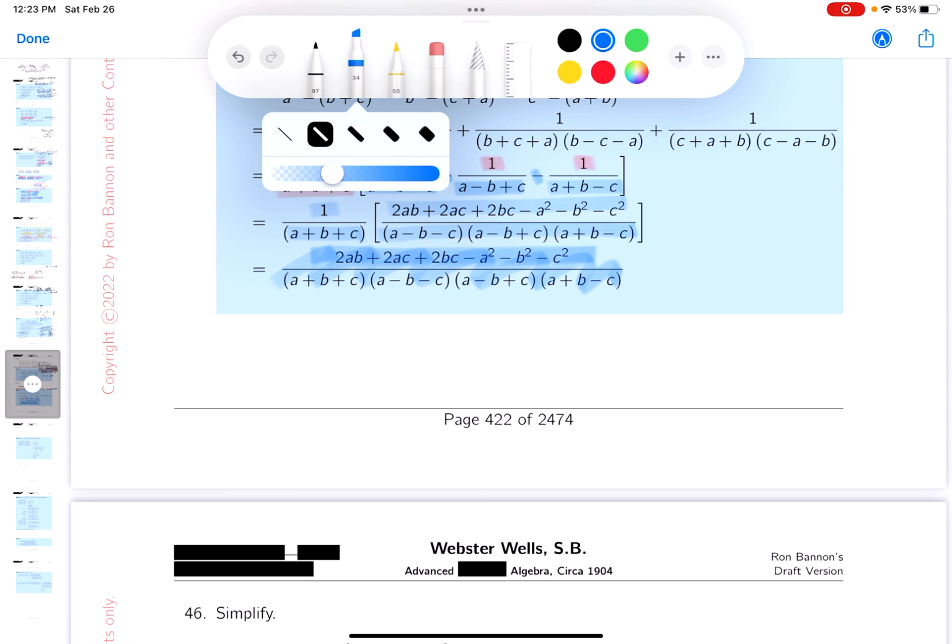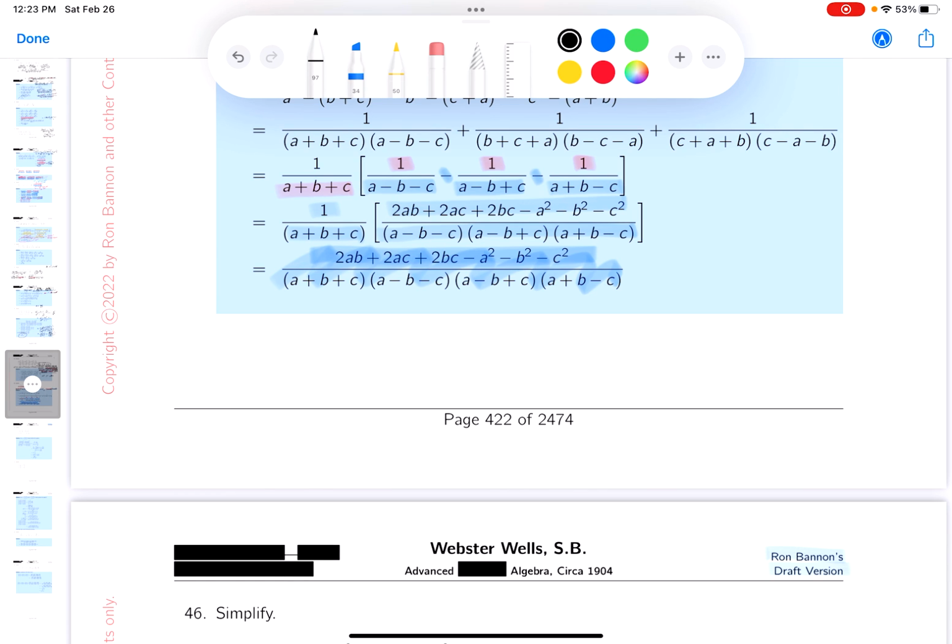And I want to remind you, there's no solution to this problem. I'm sure he had one somewhere, but this is a draft version, which means it's probably going to be edited at some point.